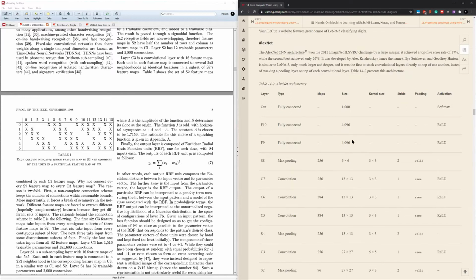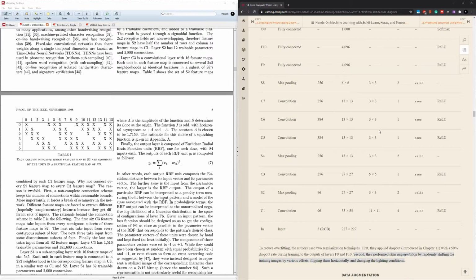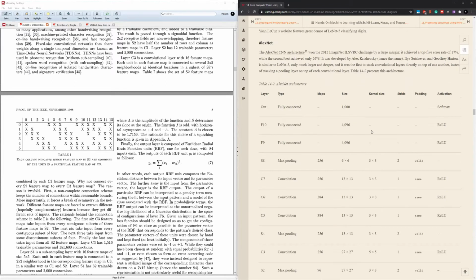AlexNet, they discovered, I think, they were the first to discover ReLU, if I'm not mistaken, or was it in Inception? I'm a bit skeptical about that.